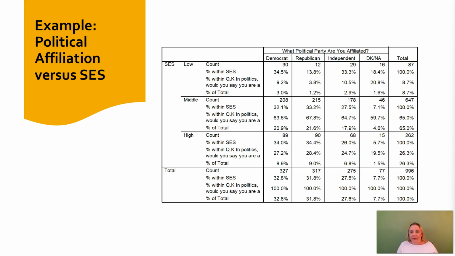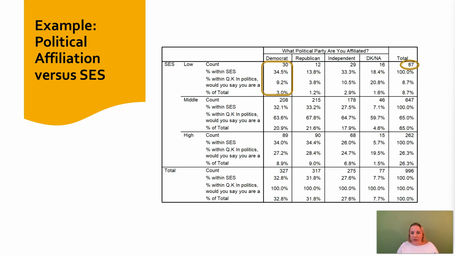So here we have an example of a contingency table showing the breakdown of political affiliation by socioeconomic status, or SES. If you look at this first cell, you see that the count of Democrats that are considered low socioeconomic status is 30. The next value is 34.5%. This tells us that those 30 cases represent 35% of the 87 observations that are low socioeconomic status who identify as Democrat.